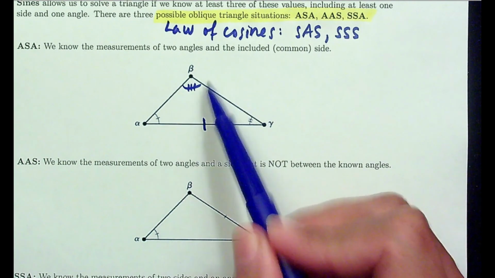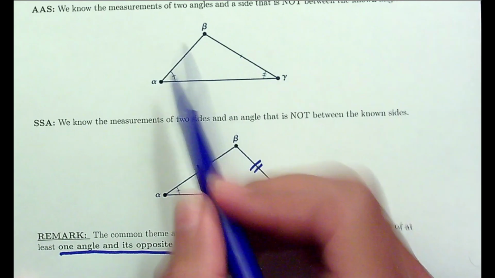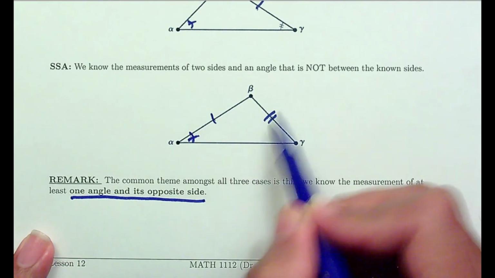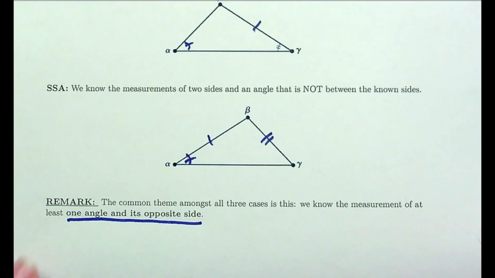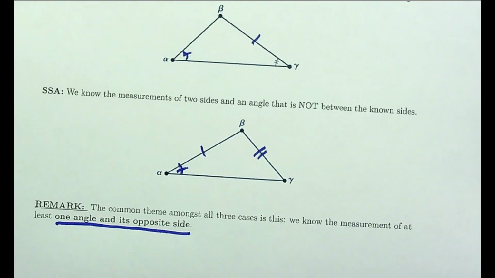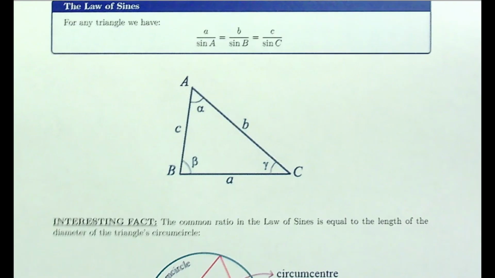Okay, so one angle, opposite side, one angle, opposite side, one angle, opposite side. So you always have to know one angle and its opposite side. If you have that situation where you know one angle and its opposite side, that's how you know you're going to be using the law of sines. Alright, so what does the law of sines say? Here's what the law of sines says.